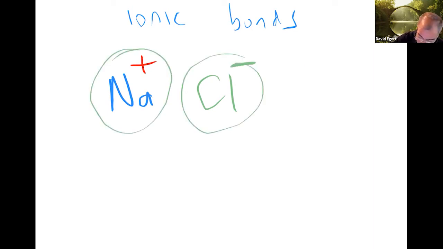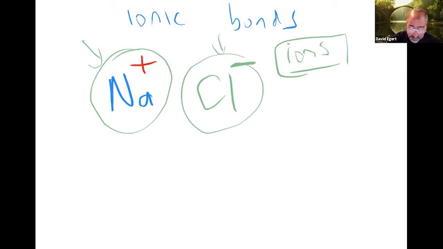So these are ions. This is not two atoms sharing electrons like we saw in covalent bonding. One has completely ionized, one has completely taken up an electron. So now these are really strongly electrically charged. What's going to happen if you have a really strong plus thing and a really strong negative thing? They're going to attract, opposite charges attract. So that's the ionic bond.